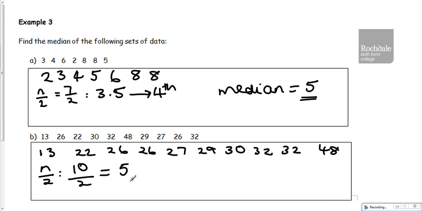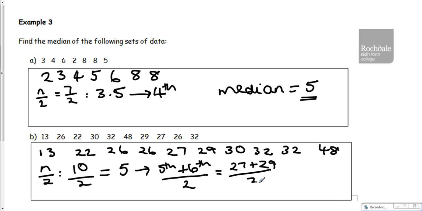If it is an integer, when you work out n over 2, which this one is, you take the mean of this one and the one above. So we're going to add together the fifth, add the sixth, and we're going to half it. That's how you work out the mean. So 1, 2, 3, 4, 5, 6. So we're after 27 and 29. Add them together and half it. Don't think we need to be a genius to know that the mean of those two will be 28.